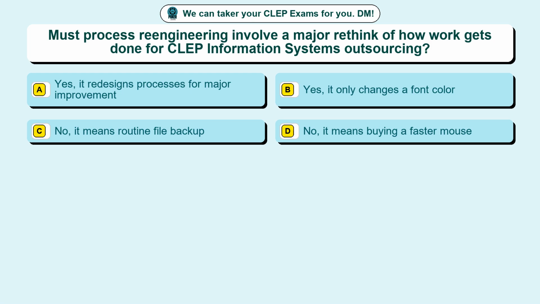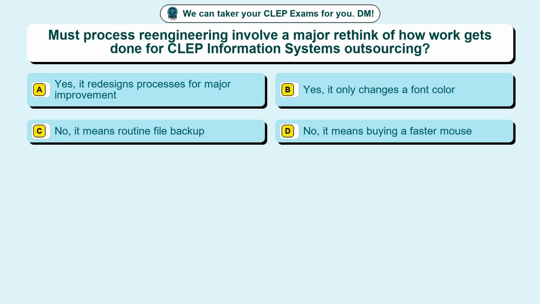Question 17. Must process reengineering involve a major rethink of how work gets done for CLEP Information Systems outsourcing? Option A. Yes, it redesigns processes for major improvement. Option B. Yes, it only changes a font color. Option C. No, it means routine file backup.